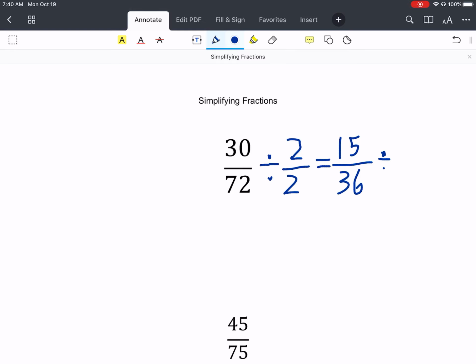I'm going to divide these by 3. And if I use my last trick, I know that for 15, 1 plus 5 is 6. I know I can divide 6 by 3. And 3 plus 6 is 9. I could also divide that by 3. So 15 divided by 3 is 5. 36 divided by 3 is 12. And this is my simplified fraction. So I started with 30/72 and I simplified that down to 5/12.